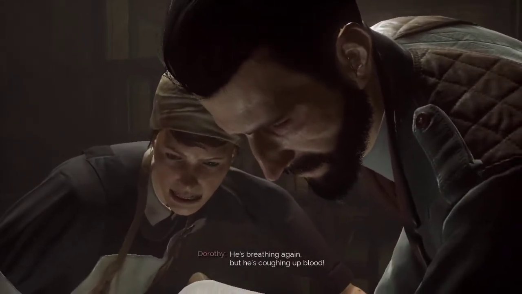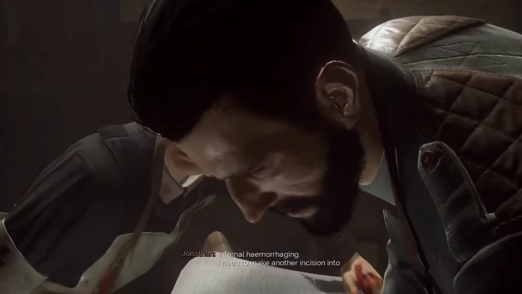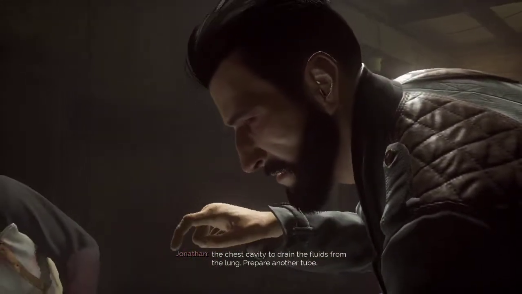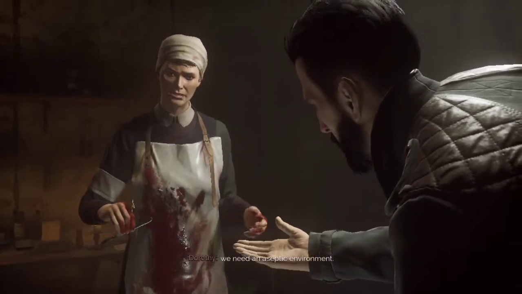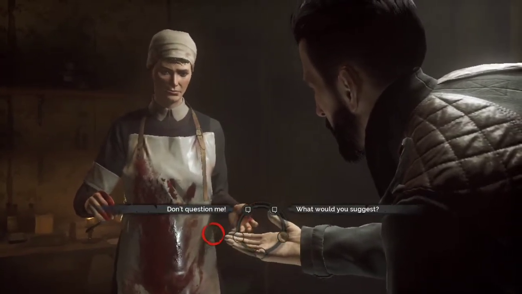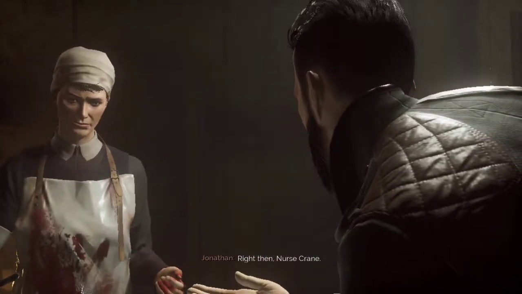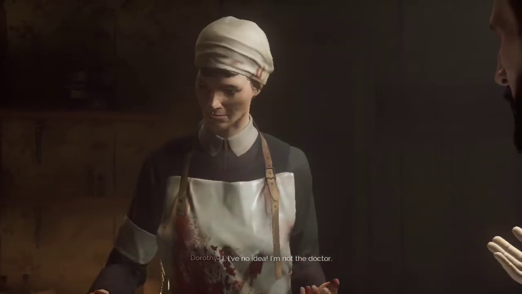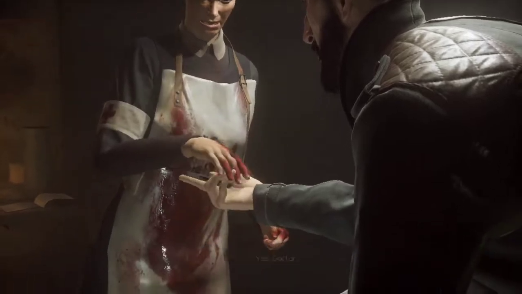He's breathing again, but he's coughing up blood. Internal hemorrhaging. I need to make another incision into the chest cavity to drain the fluids from the lung. Prepare another tube. A thoracostomy? Doctor, we've nothing to fight the infection. We need an aseptic environment. Right then, Nurse Crane. What do you suggest we do? I've no idea. I'm not the doctor. Time is of the essence. We need to perform a thoracic drain. Yes, doctor.